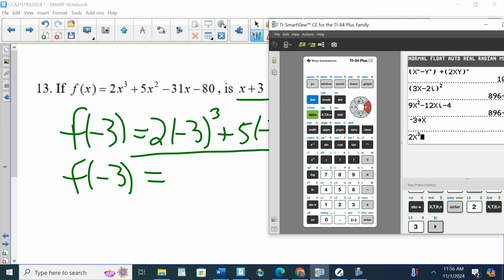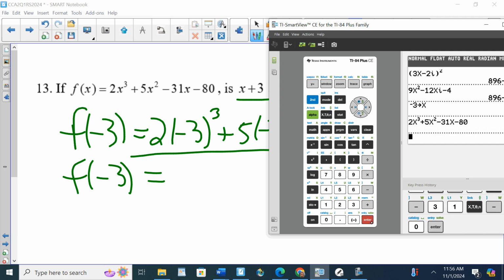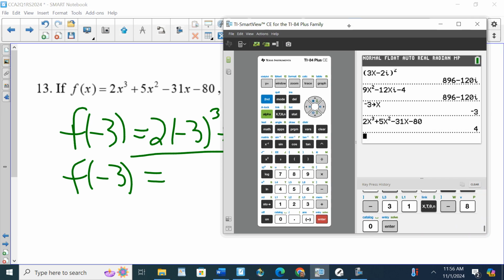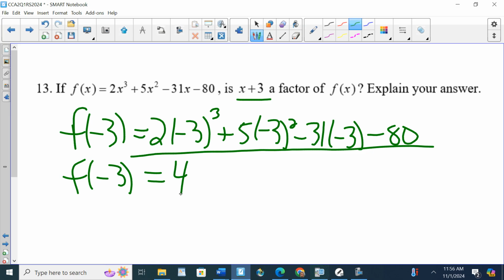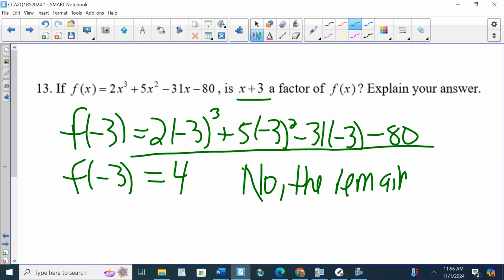2x to the third plus 5x squared minus 31x minus 80 is 4. If the remainder is 0, it's a factor. If it's anything else, it's not. Since the remainder is 4, it's not a factor because the remainder is not 0.